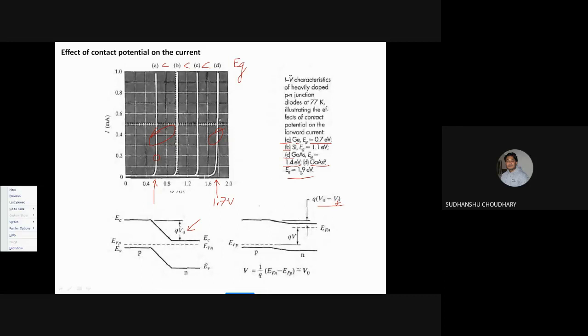So obviously that means the band gap actually decides the contact potential or barrier potential. And the effect of contact potential or band gap is that you need to apply more forward bias to make these bands flat so that the diffusion can start from P to N and N to P, and so that you see current or conduction in the diode. So the effect of contact potential on current is what we have understood.